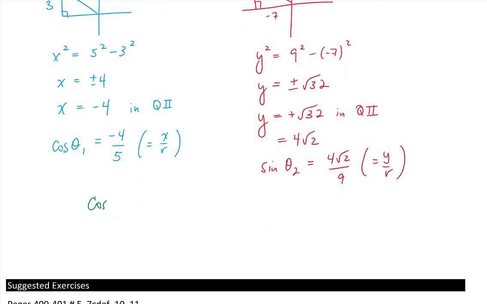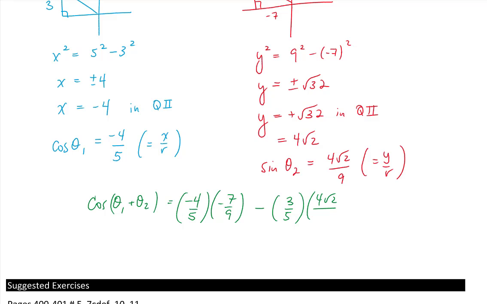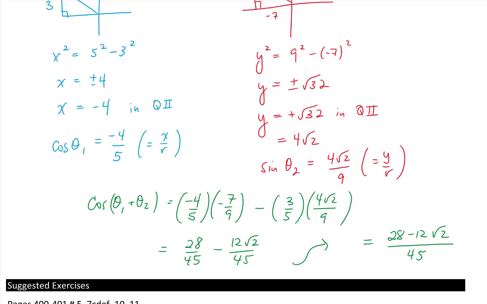All right, so cosine of theta 1 plus theta 2. So cosine theta 1 is negative 4 over 5 times cosine of theta 2, which is negative 7 over 9, minus sine of theta 1, which is 3/5, and sine of theta 2, which is 4 root 2 over 9. So we end up with 28 over 45 minus 12 root 2 over 45, which tells us that the exact value for cosine of theta 1 plus theta 2 is equal to 28 minus 12 root 2's over 45. And now we are done.